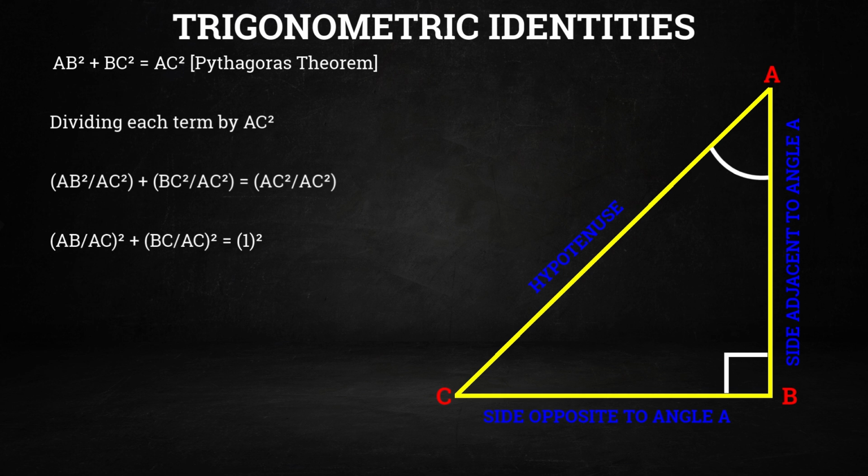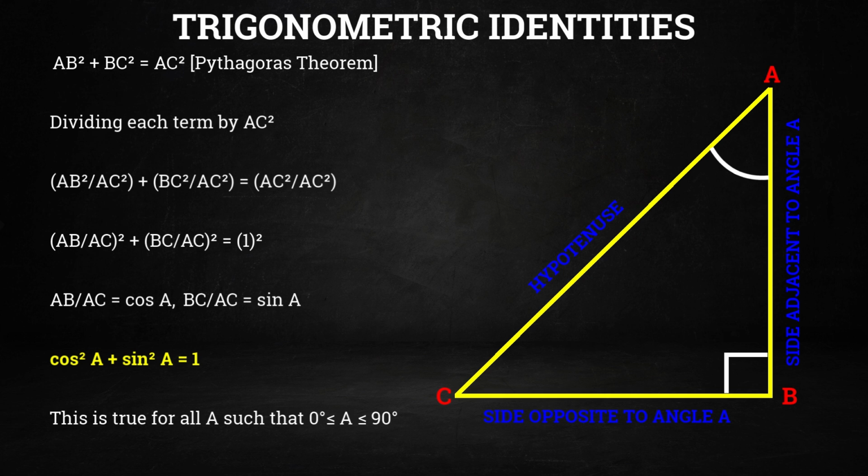Now, observe carefully. AB over AC is the definition of cosine A and BC over AC is the definition of sine A. So, substituting those, we get cos square A plus sine square A equals 1. And that is our first and most important trigonometric identity. This identity is true for all acute angles A between 0 and 90 degrees.